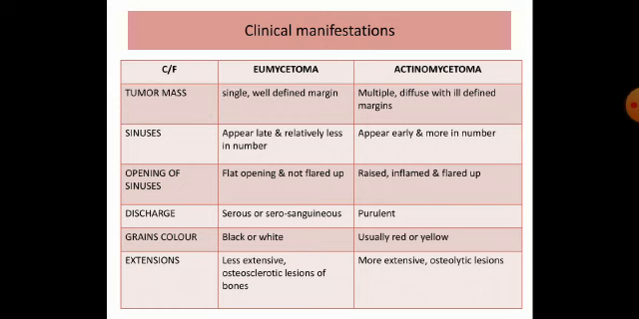The opening of the sinuses is flat and not flared up in eumycetoma, whereas it is raised, inflamed and usually flared up in actinomycetoma. The discharge is serous or serosanguinous, whereas in actinomycetoma it is more purulent. The color of the granules, as I already showed you in the previous table, is black or white, and in actinomycetoma it is red or yellow. In eumycetoma the lesions are less extensive. In contrast, actinomycetoma is more invasive, so it is more extensive and results in osteolytic lesions.